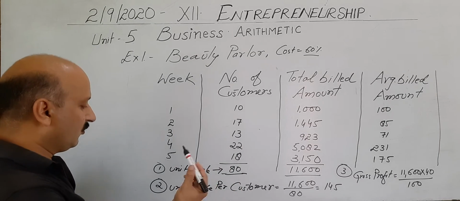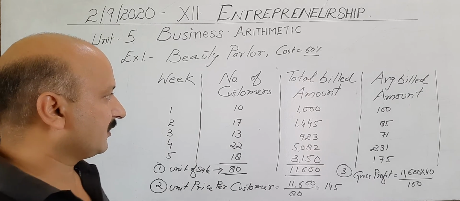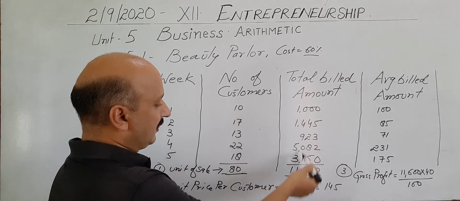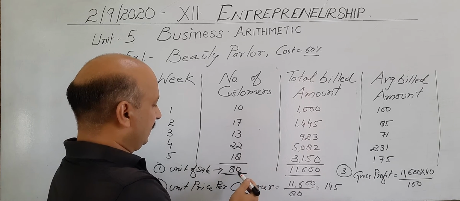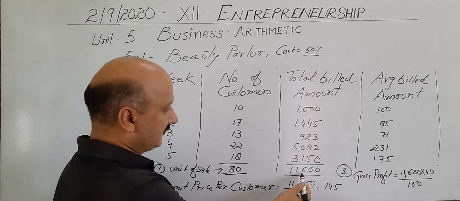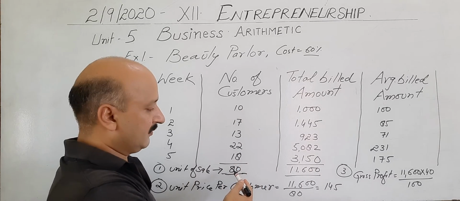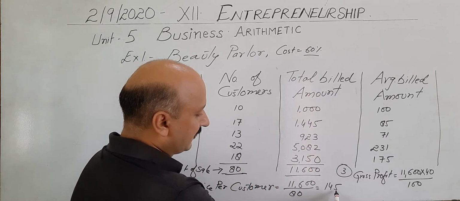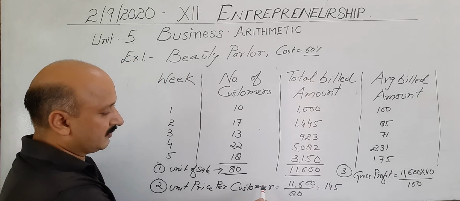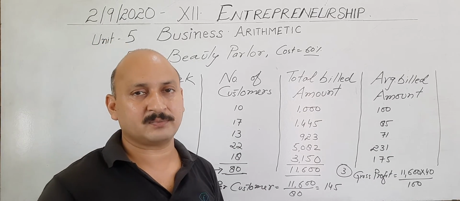Second thing is, what is the unit price per customer? So unit price per customer is calculated by dividing the total billed amount by the number of customers. So 11,600 is the total billed amount and number of customers are 80. So it comes to 145. So it is our unit price per customer. And last thing, we have to calculate the gross profit.